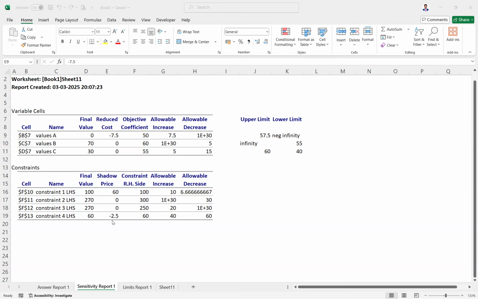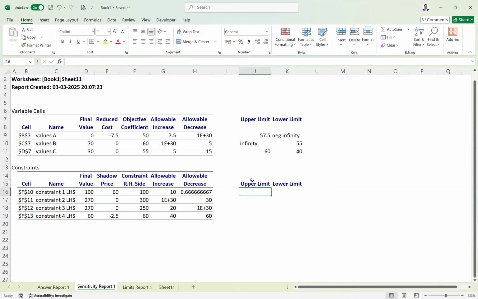Then in the below table of the sensitivity report, we have seen what will happen to the objective function, which is Z, when the right hand side of the constraints is altered. Here also, if you look at the columns: cell, name, final value. Final value is nothing but your LHS, then shadow price, constraint right hand side, allowable increase and allowable decrease. The same here also, upper limit, lower limit.